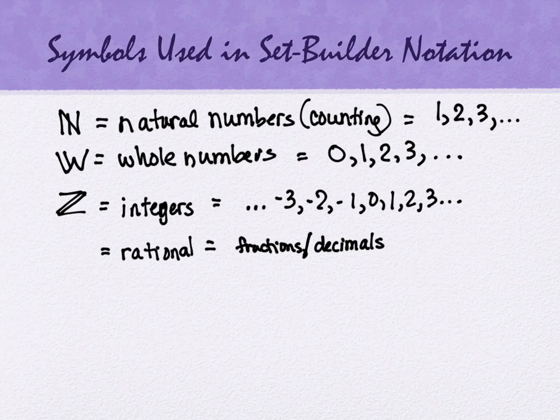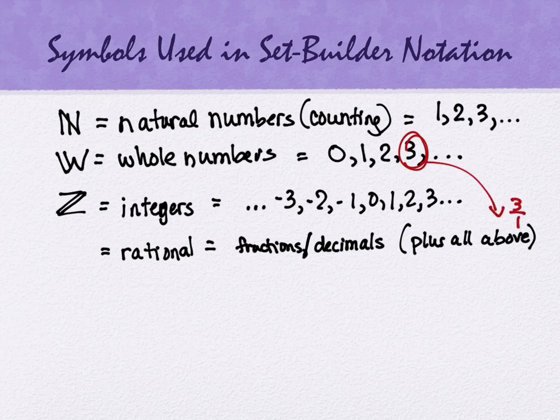Now, it includes all the whole numbers and things we did before. So let me say plus all of the above. Saying plus all above is a little bit unnecessary, but it does feel awkward to say, for instance, the number 3 is a fraction. But really, it's because we can write it as 3 over 1. So that's what we're talking about. And it's not all fractions and decimals. They have to be fractions and decimals of integers.